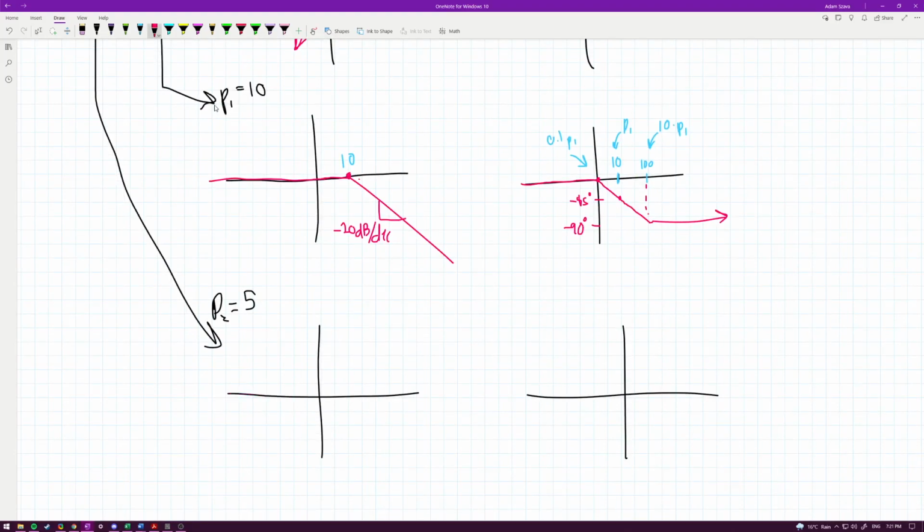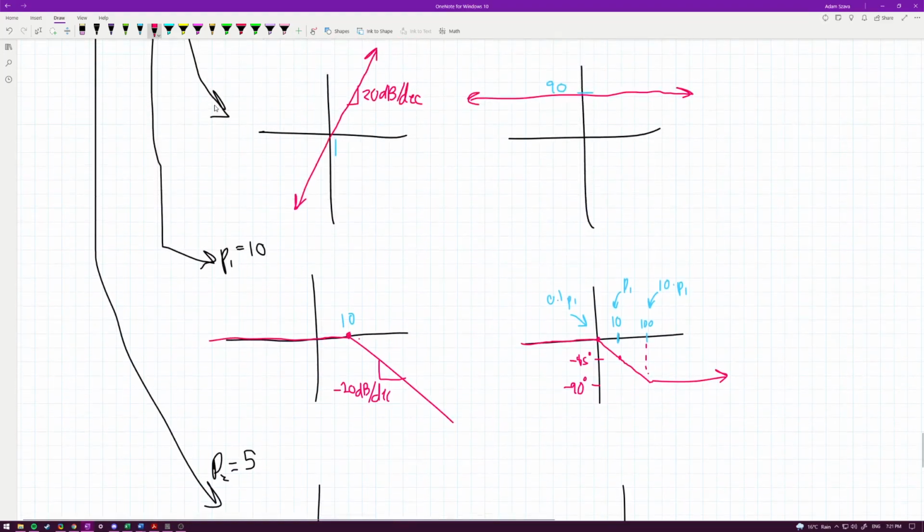Okay, magnitude first. We go until P1, P2 I mean, which is 5. And then from then on, you have a negative 20 decibel per decade slope. Did I label all my slopes? I didn't. The slope has to be labeled too. Negative 45 degrees, decibels, sorry. No, degrees, sorry, per decade.